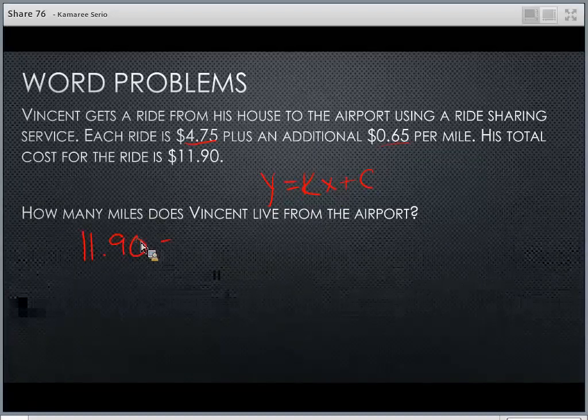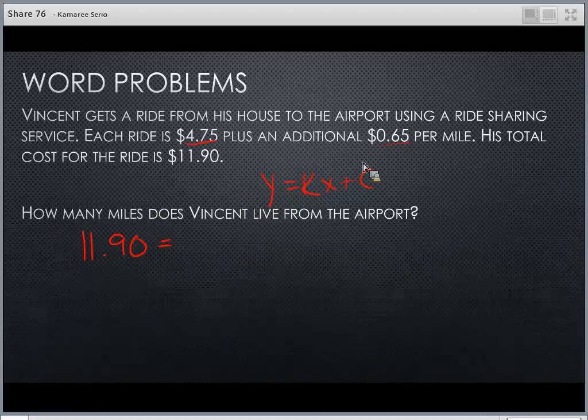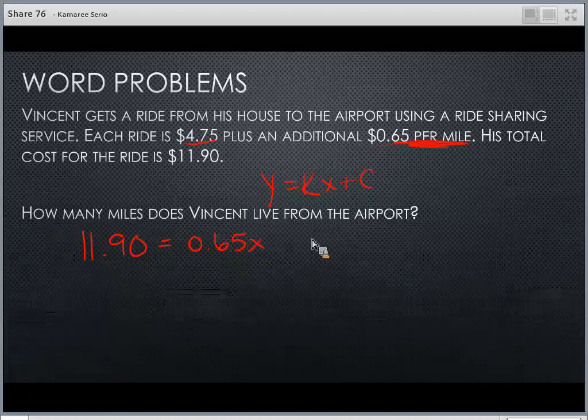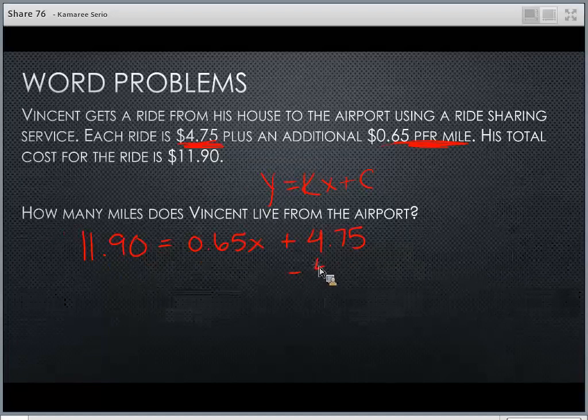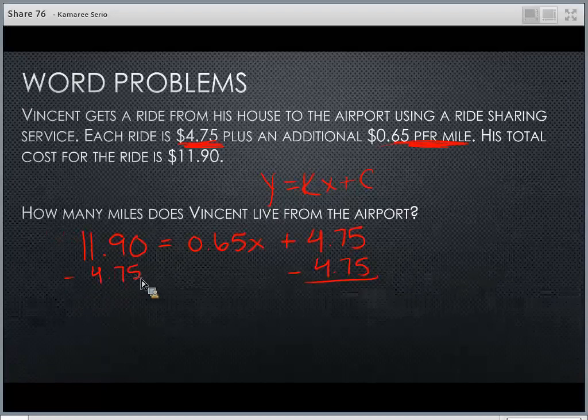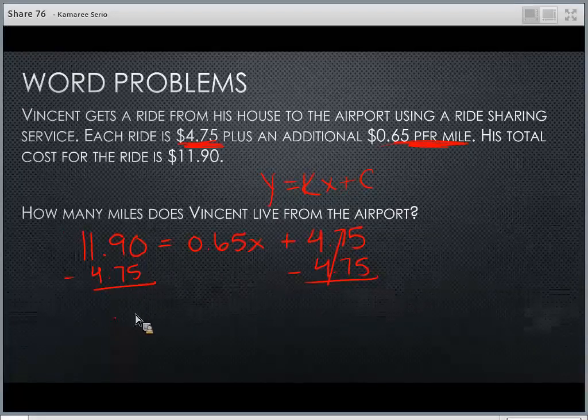So I have 11.90 equals, it is 65 cents per mile, so that's my rate, 0.65x, plus this fee that you have to pay regardless of how far you drive, $4.75. So here, let's solve it, right? I need to subtract 4.75, subtract 4.75. This will go away. This is 7.15.